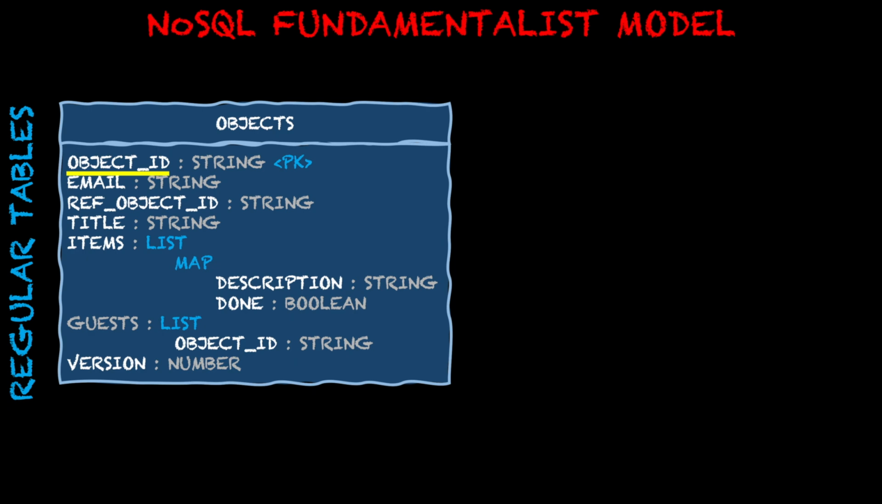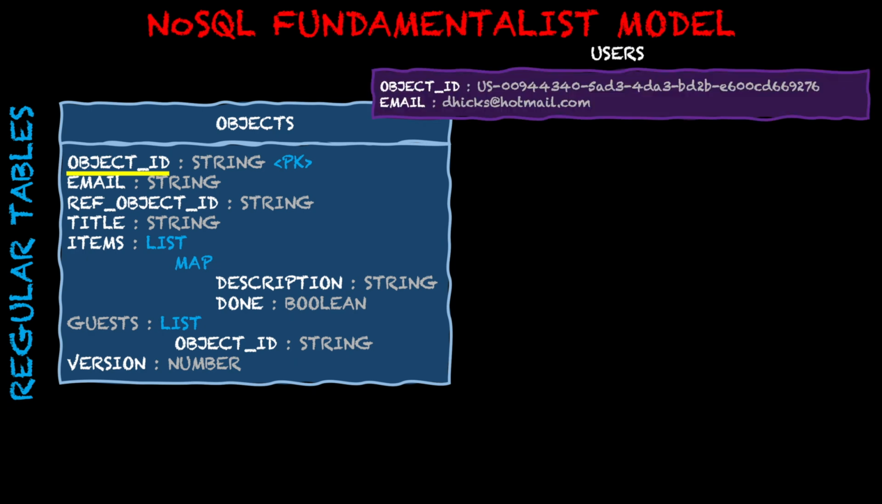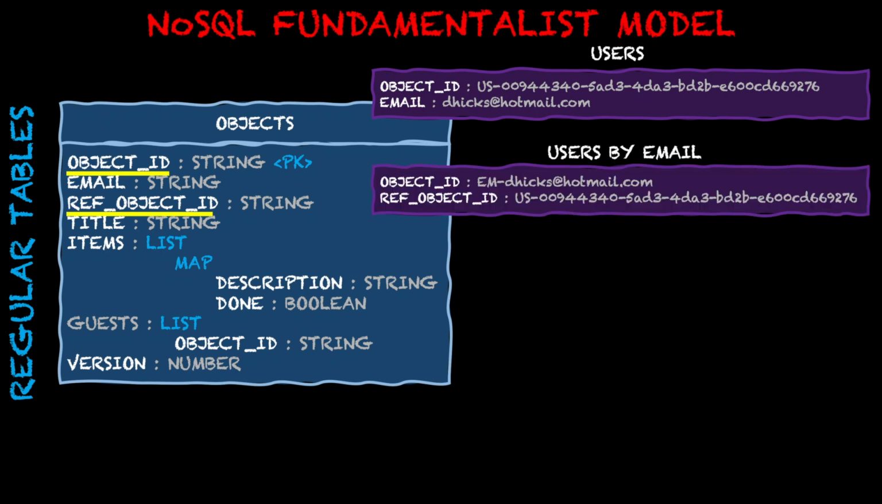For example, to represent users, we could use objects prefixed with the letter US and include the email attribute. What about the global secondary index required to look up users by email? Well, we can treat the object ID like the email and declare a reference object ID attribute to map back to the user ID. Naturally, this lookup would require 2 round trips to DynamoDB rather than 1.